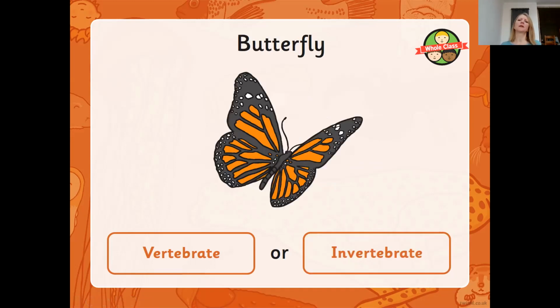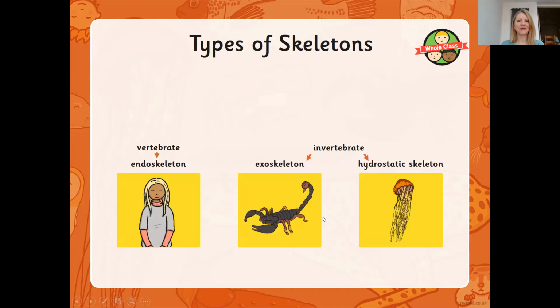Here's a tricky one. What about a butterfly? Think it's got any bones in its body? Vertebrate or invertebrate? It's an invertebrate. Oh, sorry, didn't tick it. There we go. It's an invertebrate. Okay, so we've now split animals into those two big groups, vertebrates and invertebrates.